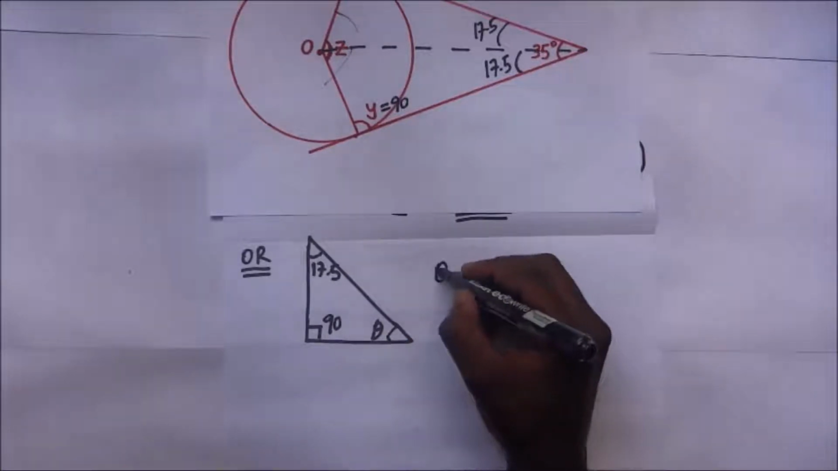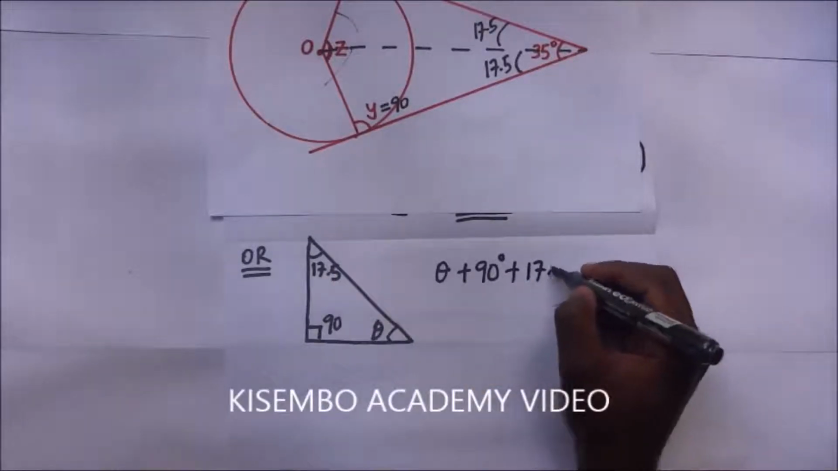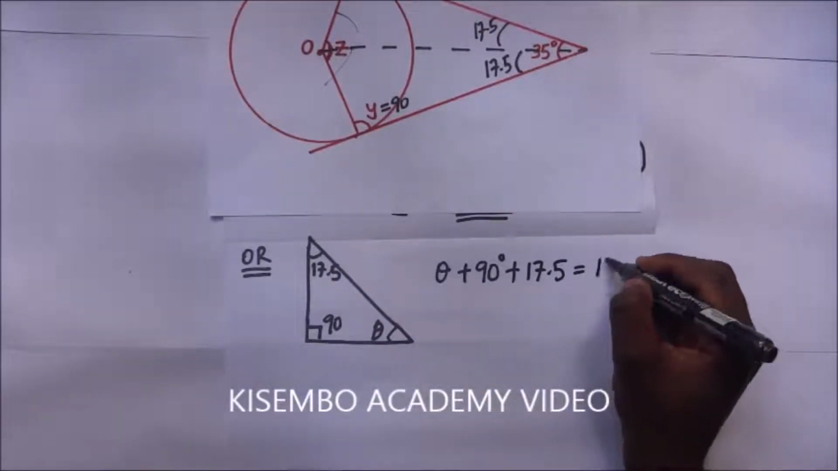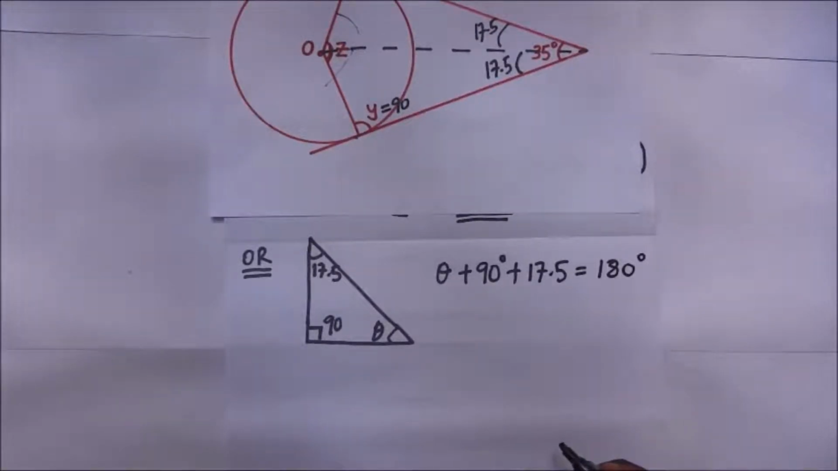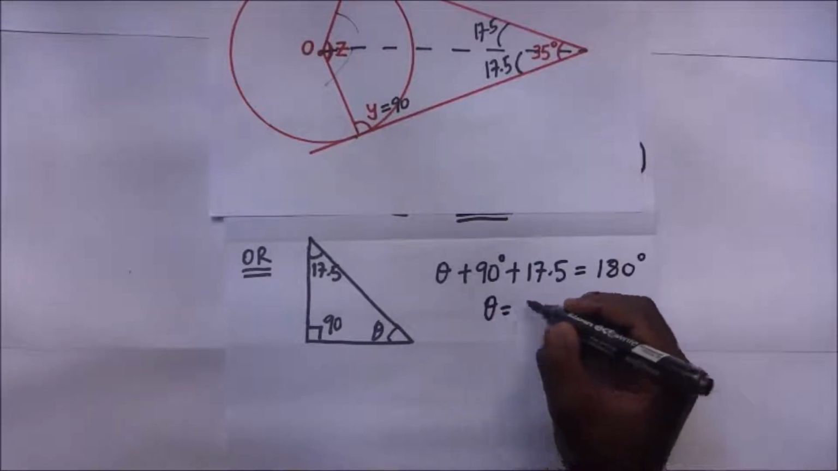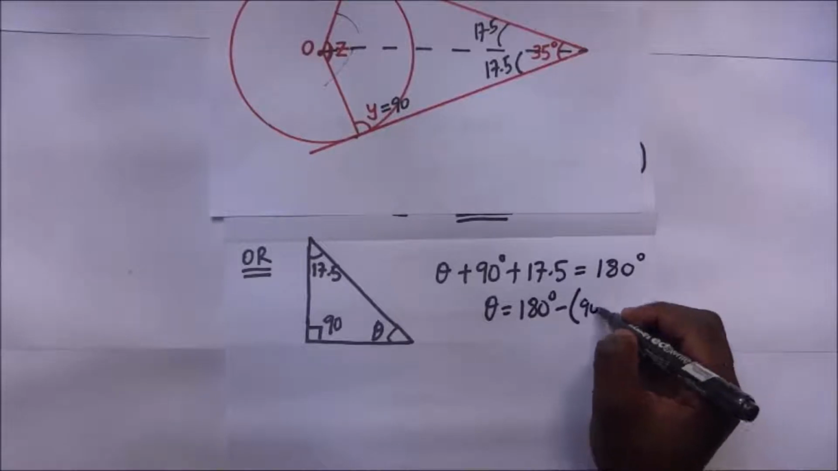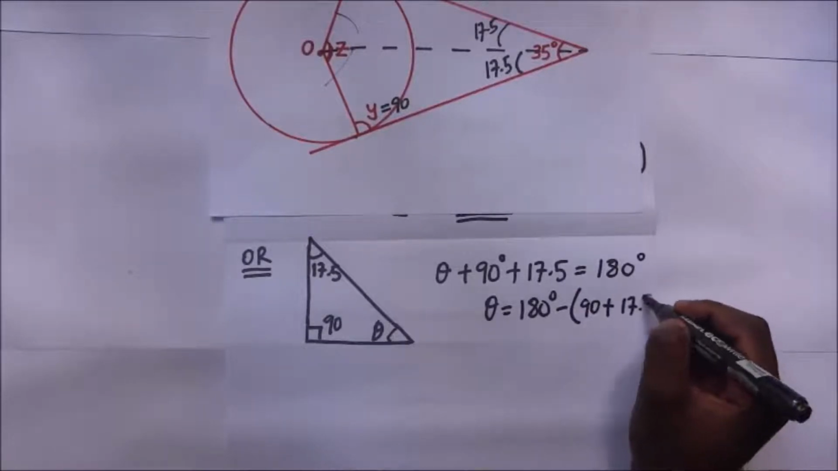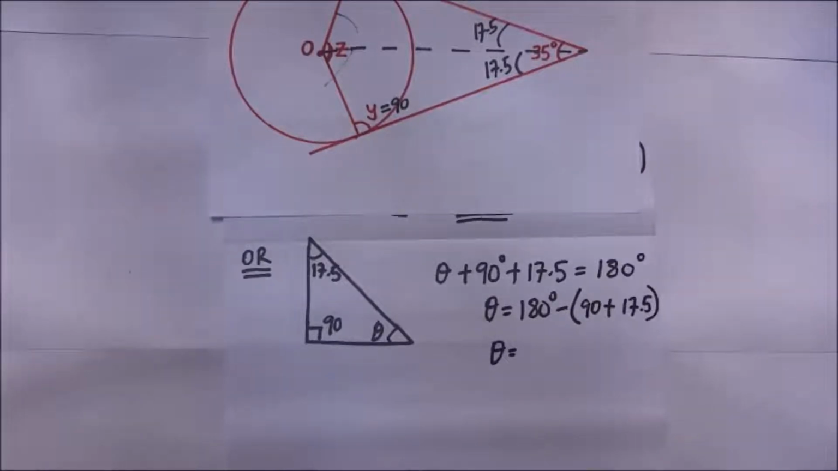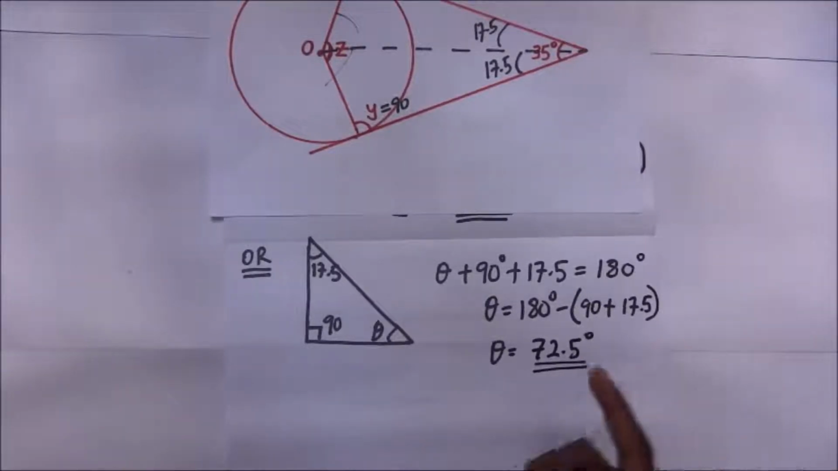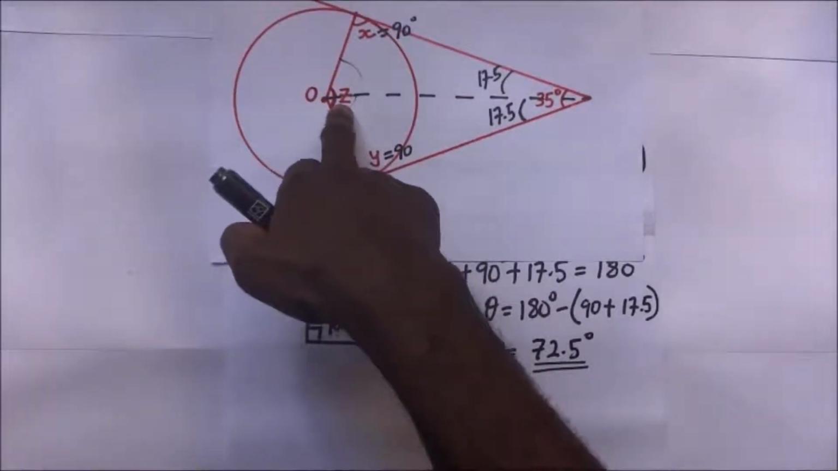So this is simply going to be theta plus 90 degrees plus 17.5 should give us 180 degrees. So if it is to give us 180 degrees, it means our value of theta there is simply going to be 180 degrees minus all this, minus 90 plus 17.5, and we shall get our value of theta as 72.5, which is just half of that value of z. We want the whole value of z.